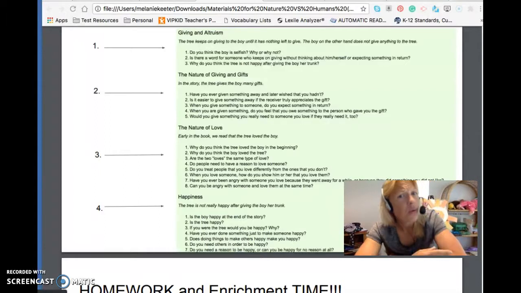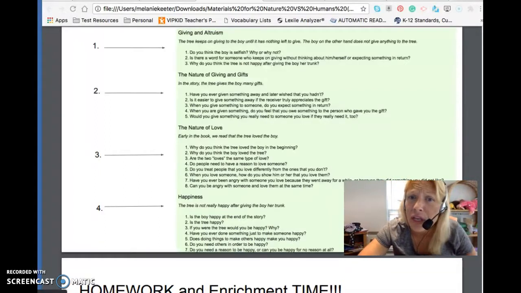Number 4, when you are given something, do you feel that you owe something to the person who gave you the gift? Number 5, would you give something you really need to someone you love if they really need it too?